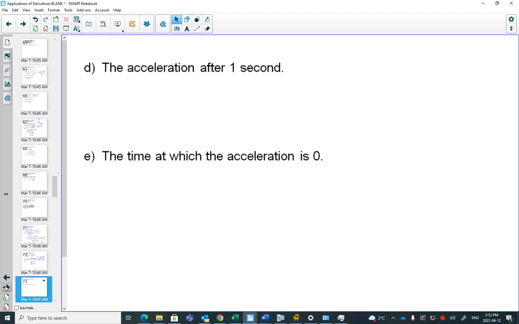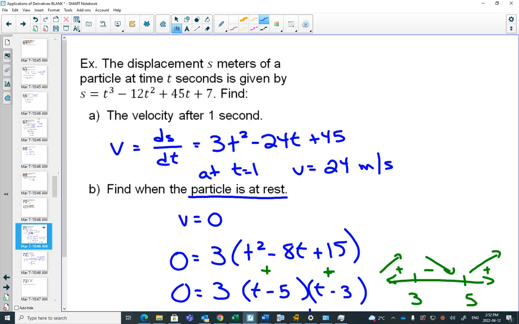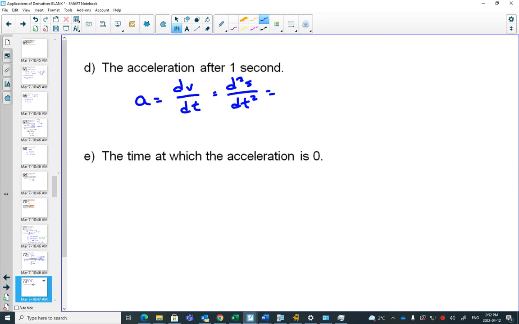Continuing on, we want to find the acceleration after 1 second. So the acceleration will be the derivative of velocity, or we can write that as the second derivative of displacement. We found our derivative to be 3t squared minus 24t. So our acceleration formula is 6t minus 24.